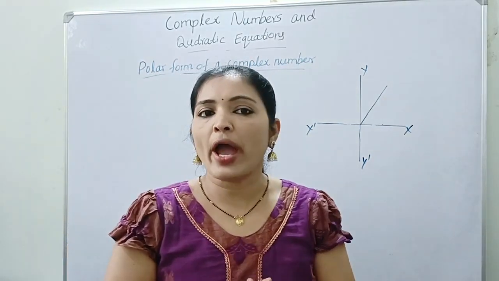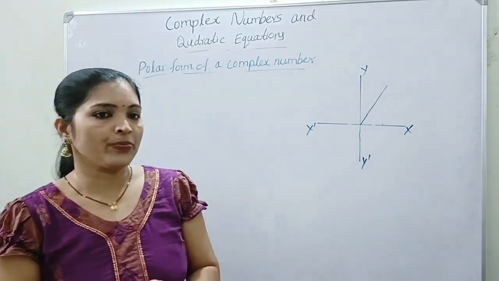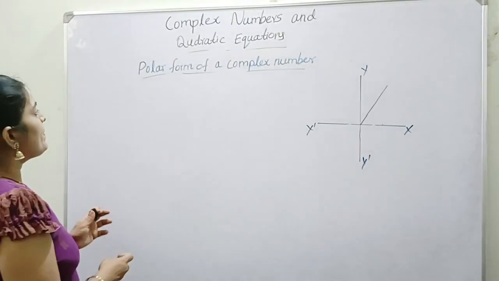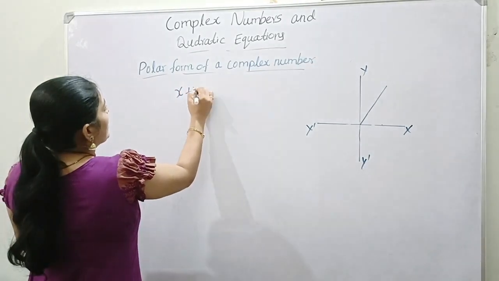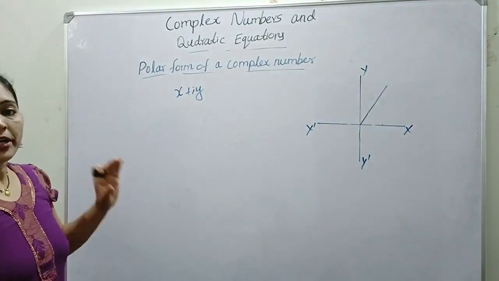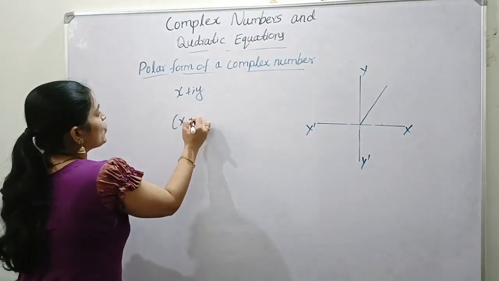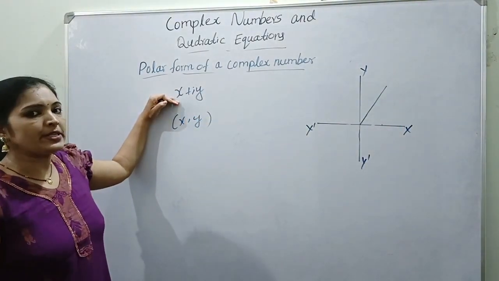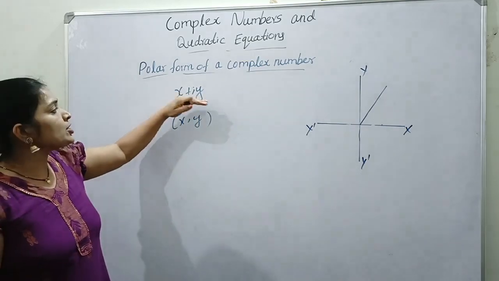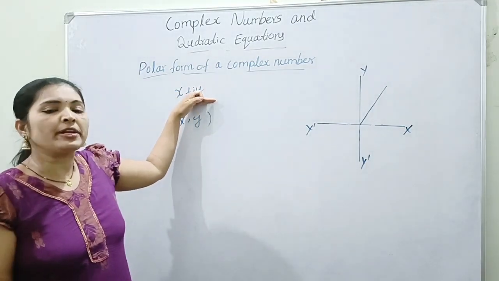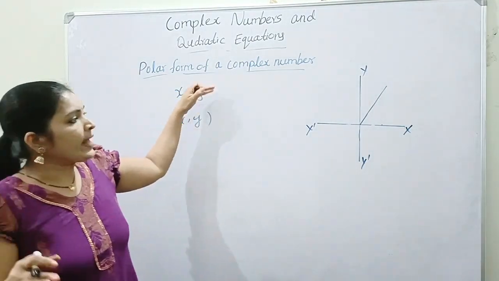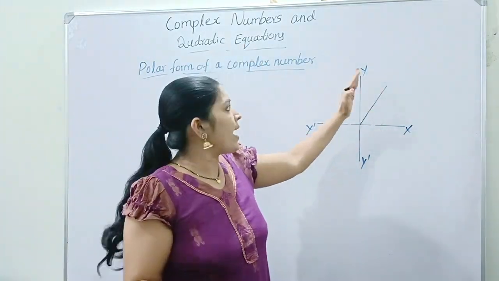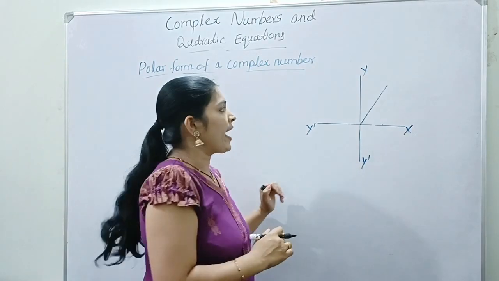Make sure that you have watched part 1 and part 2. Today we are going through the polar form of a complex number. A complex number x plus iy corresponds to the ordered pair (x, y) in an xy plane. That means the real part of the complex number is represented on the x-axis and the imaginary part on the y-axis. So in this plane, the x-axis is called the real axis and the y-axis is called the imaginary axis.